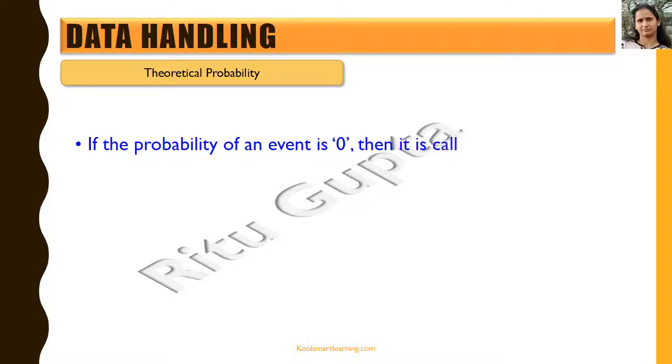Now if the probability of an event is 0, then it's called an impossible event. So if we are throwing a dice and we ask, what is the probability of getting a 7? Now that is an impossible event because the dice itself does not have the number 7. So there is no possibility of getting it. So that probability will be 0 and it is called an impossible event.